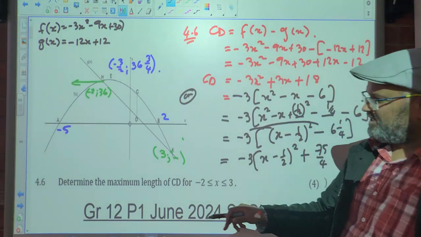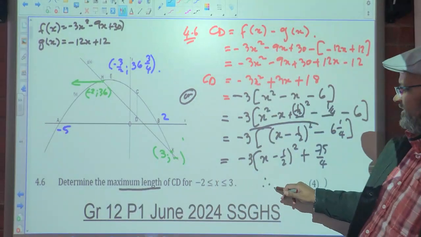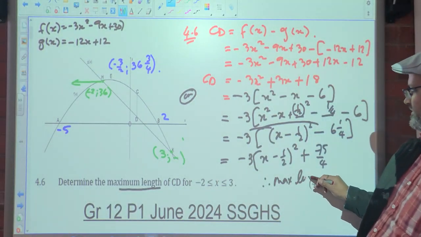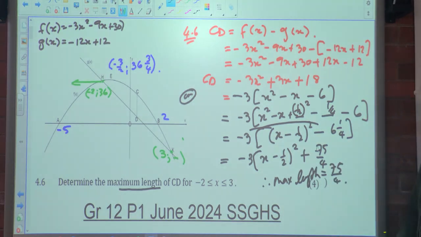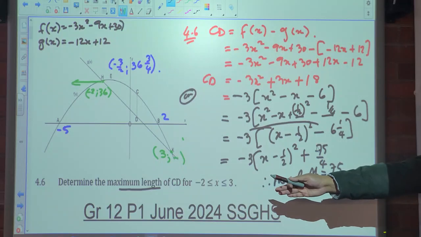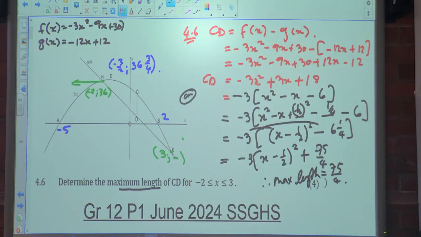So what's the question? Determine the maximum length. So therefore the maximum length is going to be 75 over 4. And if they ask you at which x value it occurs, it occurs at x is equal to a half.